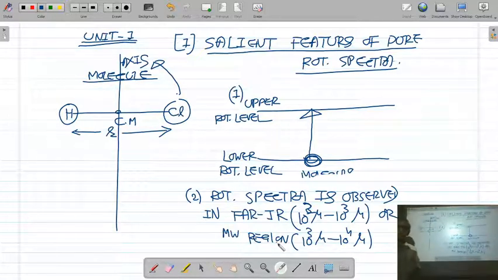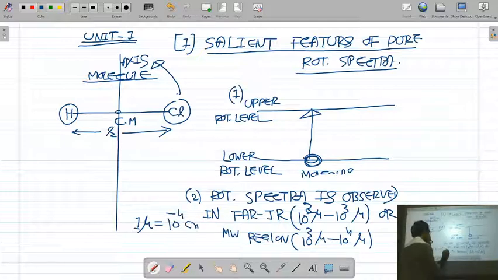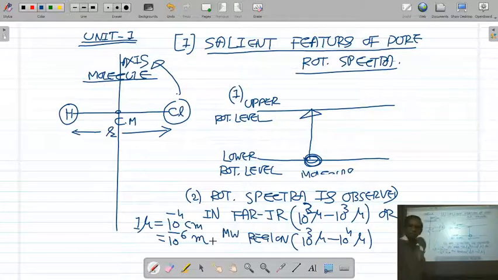Okay. Now, what is this micron? You must know 1 micron. 1 micron is equal to 10 raised to minus 4 centimeter or 10 raised to minus 6 meter.